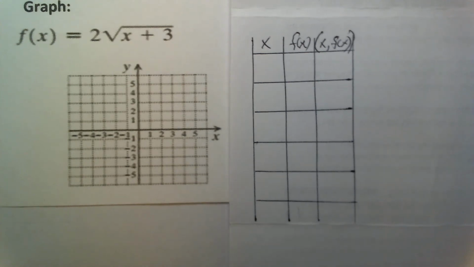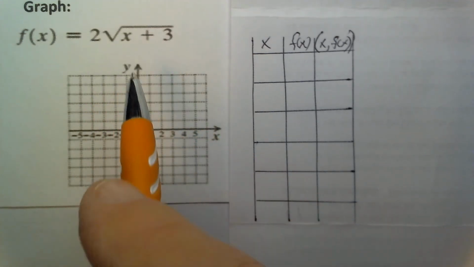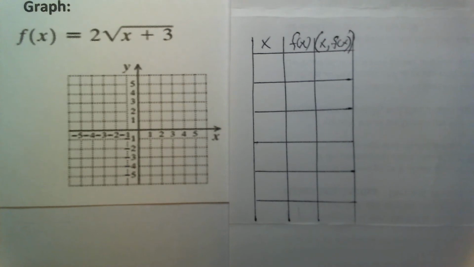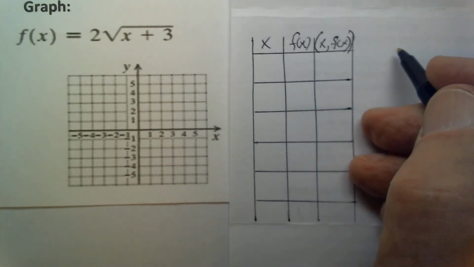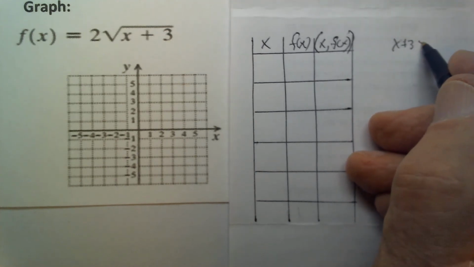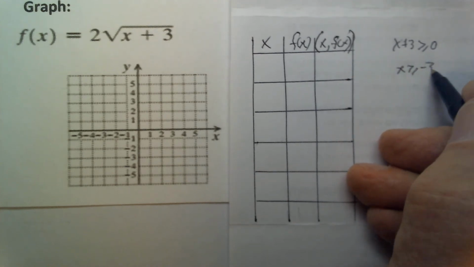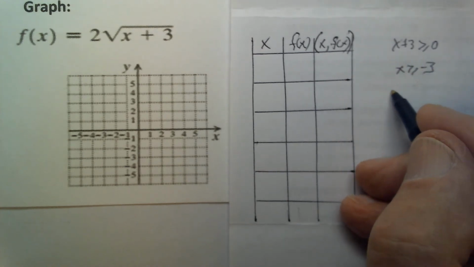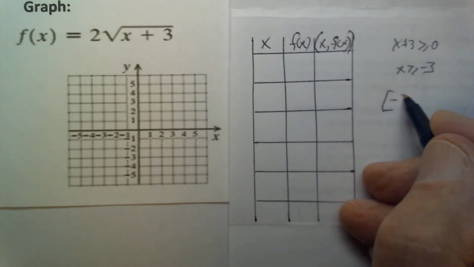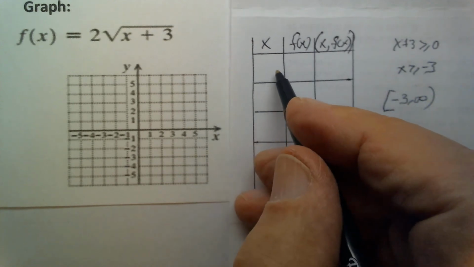The next exercise is to graph the radical function f of x equals 2 times the square root of x plus 3. First of all, let's determine the domain of that function. The domain means that x plus 3 has to be greater than or equal to 0, or x has to be greater than or equal to negative 3. So the domain is from minus 3 to positive infinity. Now let's make a table of values.